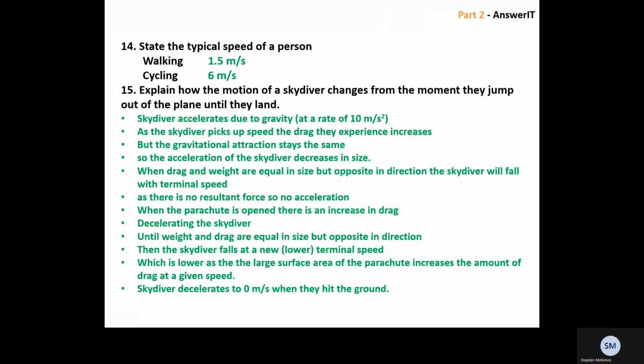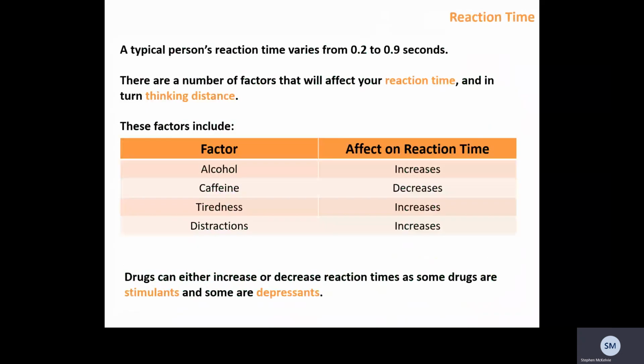So one of the things that you could be asked to do when we're looking at forces in motion is talk about this idea of stopping distance. There's a little bit of biology going on here. It's good to know that a typical person's reaction time varies from 0.2 to 0.9 seconds. There's a number of things that affect your reaction time and in turn thinking distance. Now thinking distance, I'm sure it'll be explained later on.